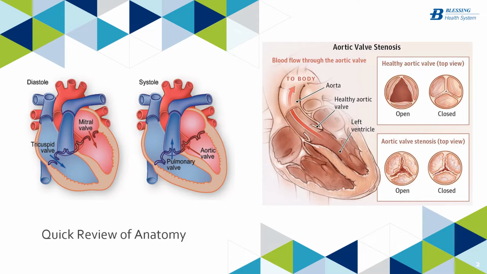On the right-hand side of your screen, you can see an example of what the aortic valve should look like as a normal healthy aortic valve, and then what it begins to look like as a stenotic valve. The healthy valve, as the left ventricle pumps, those leaflets should open wide up and allow for the blood to flow freely out into the aorta and out to the rest of the body.